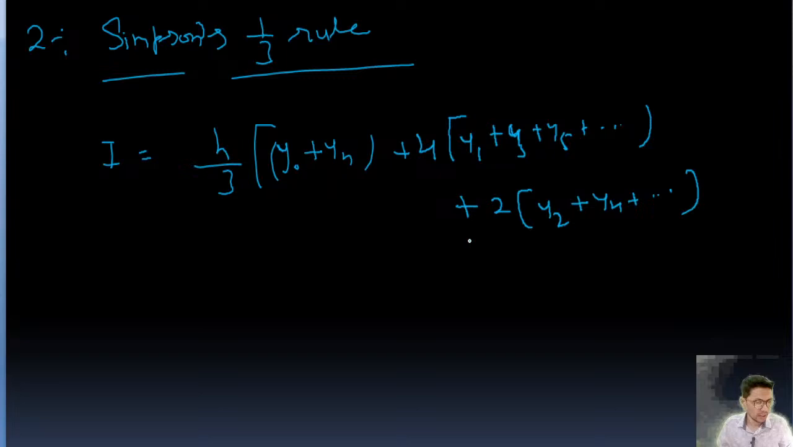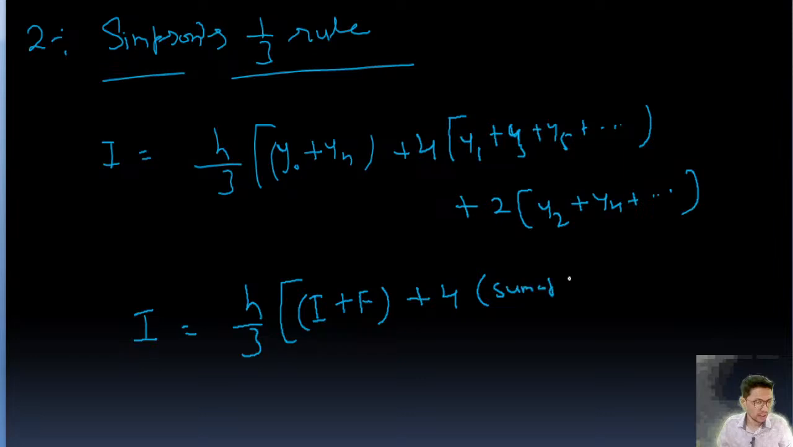Or we can write I equal to h by 3 into initial term plus final term, plus 4 into the sum of odd terms, plus 2 into the sum of even terms. Okay, sum of even terms.